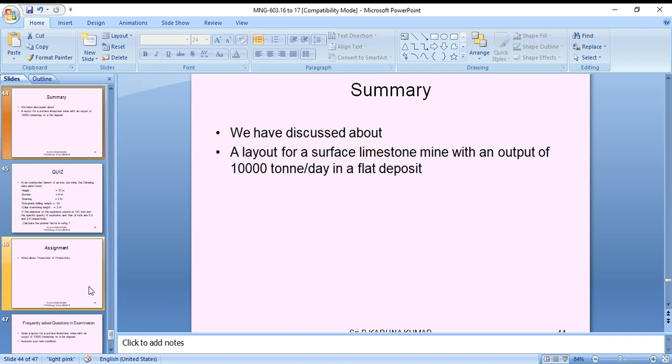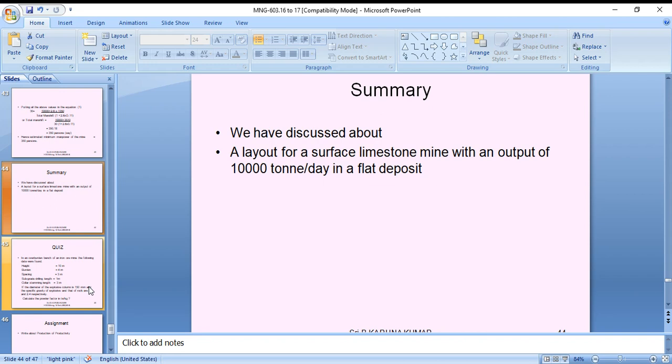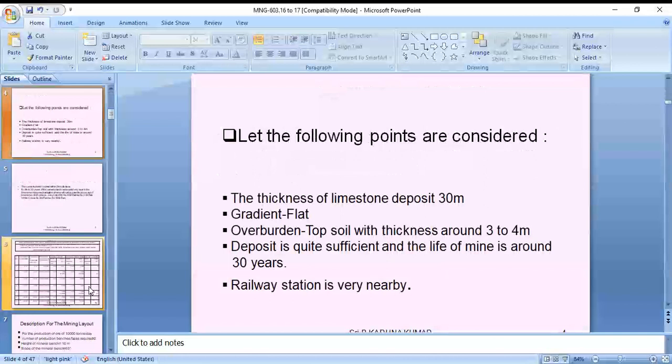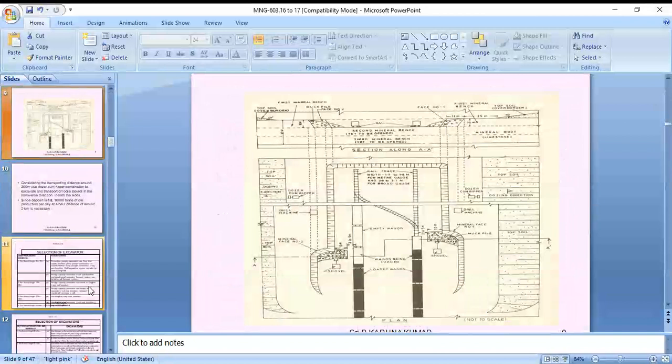And now I am going to conclude this layout problem. So I think you can understand the entire layout. Yes, coming back to the same layout, this is a simple layout problem. If any limestone mine, our target is 10,000 tons per day.